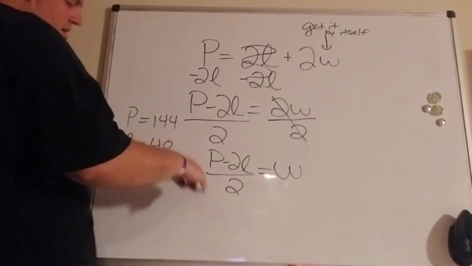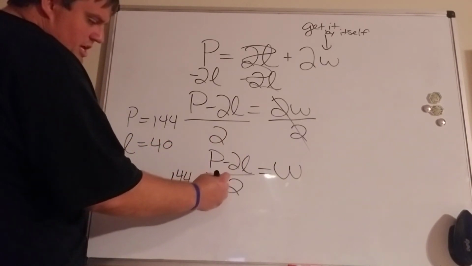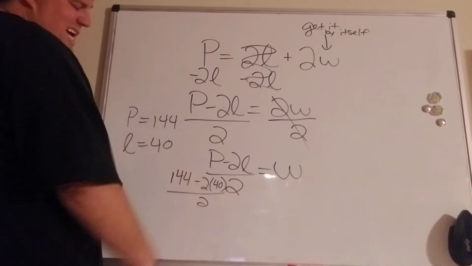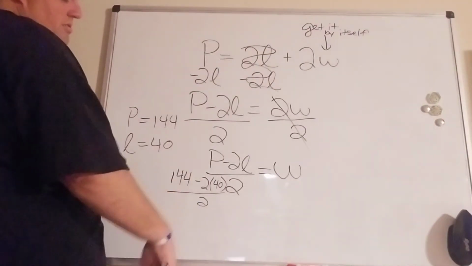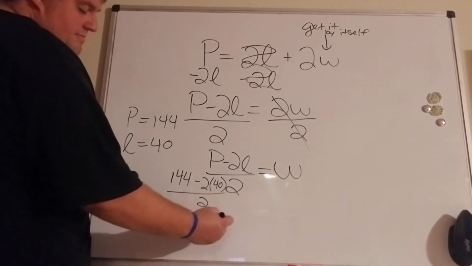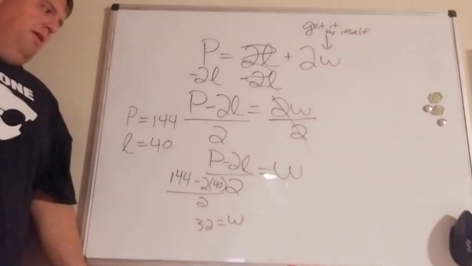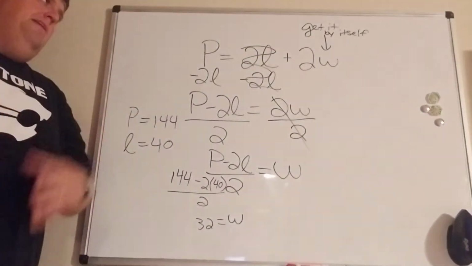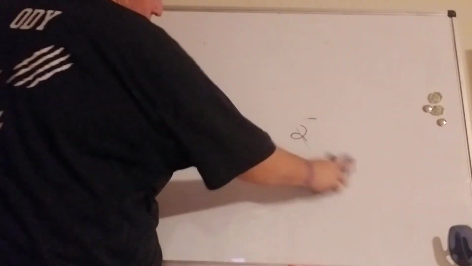But you can just plug this in. So it'd be 144 minus 2 times 40, all divided by 2. So 2 times 40 is 80. 144 minus 80, I don't know, 64 divided by 2. So W must be 32. So again, I'm not so worried about that part. I think you guys can all do that math. But just being able to rewrite is very important for everything we're going to do in algebra this year.